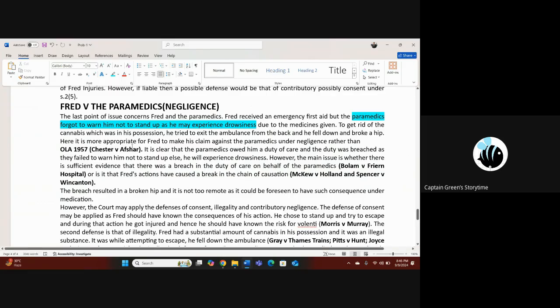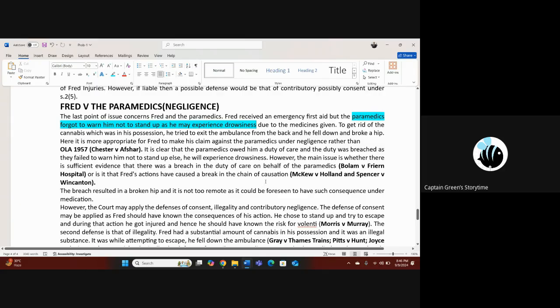Thus, it is more appropriate for Fred to make a claim against the paramedics under negligence rather than OLA, just because it does not fall under OLA. The injury caused to Fred is not from the state of premises. It is clear that the paramedics owed him a duty of care and that the duty of care was breached, as they failed to warn him not to stand up else he would experience drowsiness. However, the main issue is whether there is sufficient evidence that there was a breach in the duty of care on behalf of the paramedics or not.